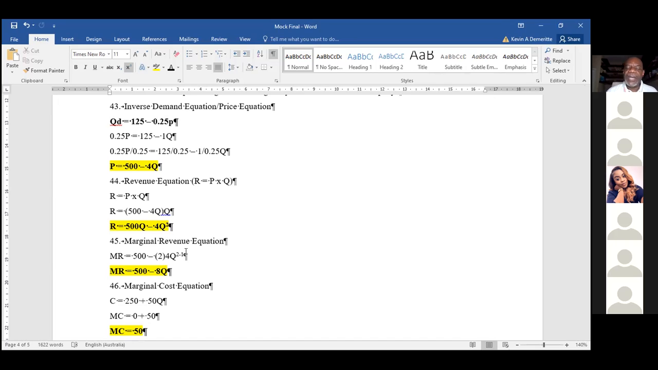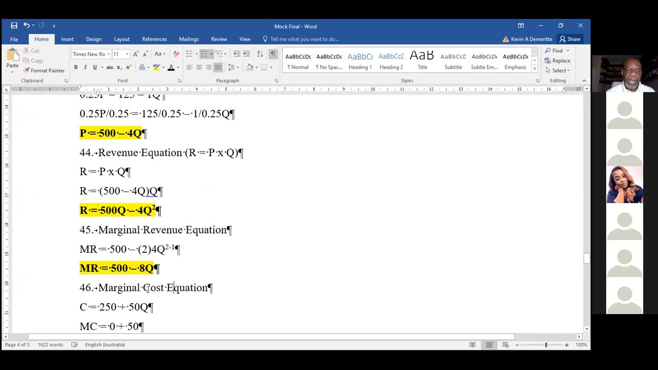All right. So anything raised to the power of 1 is itself. So in that case, q to the 2 minus 1 is q to the 1, which is just q. So we end up with 500. That 500q becomes 500. The 4q squared becomes 8q. And we, of course, are mindful of our negative signs. So we end up with a marginal revenue equation of 500 minus 8q.